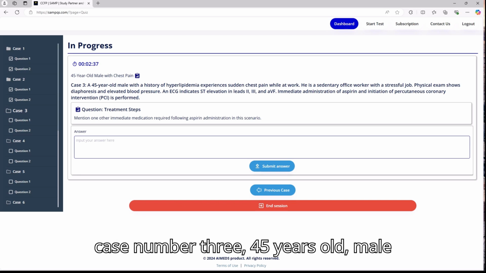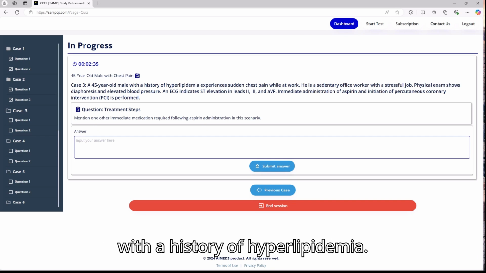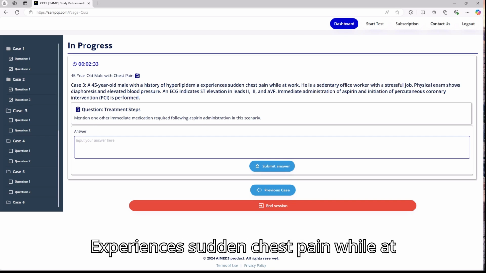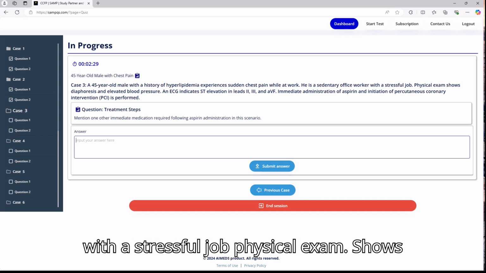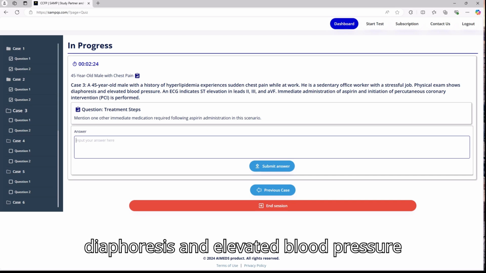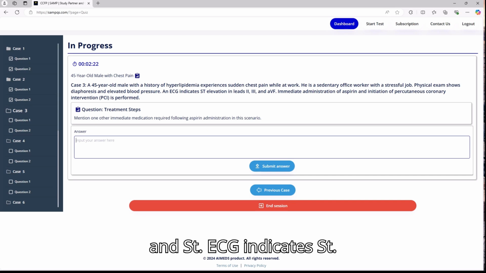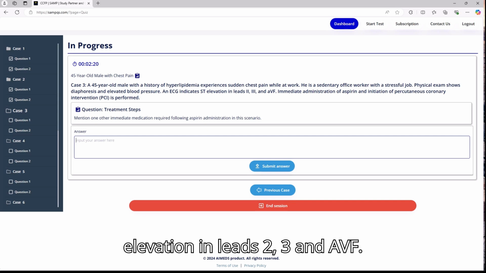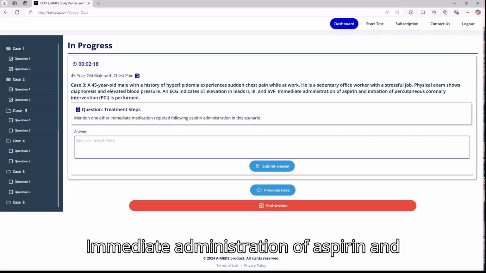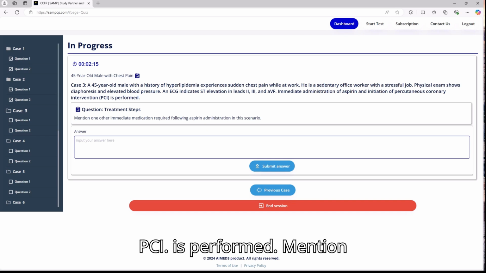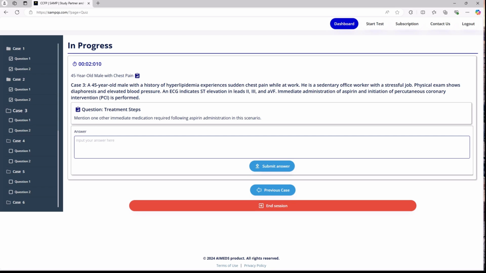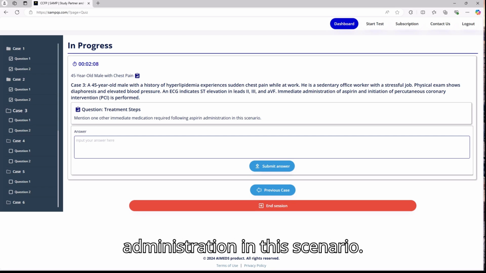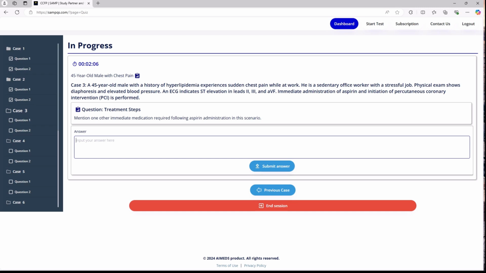So case number 3, a 45 year old male with a history of hyperlipidemia experiences sudden chest pain while at work. He is a sedentary office worker with a stressful job. Physical exam shows diaphoresis and elevated blood pressure, and ECG indicates ST elevation in leads 2, 3 and aVF. Immediate administration of aspirin and PCI is performed. Mention 1 other immediate medication required following aspirin administration in this scenario.